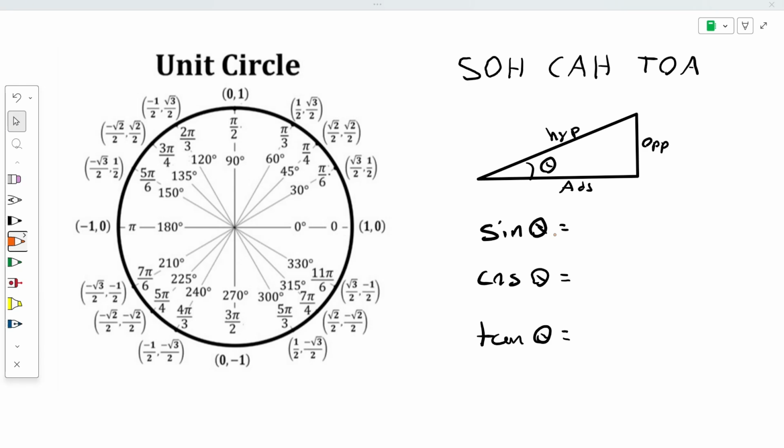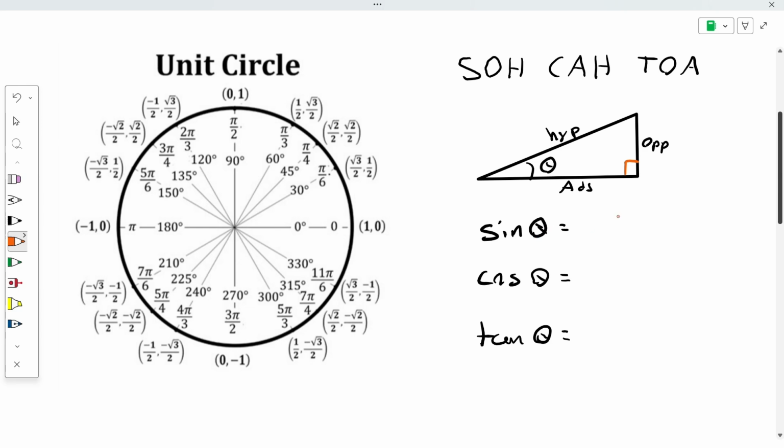Hello everyone, in this video we're going to learn about trig functions and how to evaluate them using the unit circle. So first off, what is sine, cosine, and tangent? Let's say we have this right triangle here, and we have this angle theta, and we have the side lengths of the opposite, adjacent, and hypotenuse of the triangle. Okay? We can use this acronym SOHCAHTOA to see what sine, cosine, tangent equal.